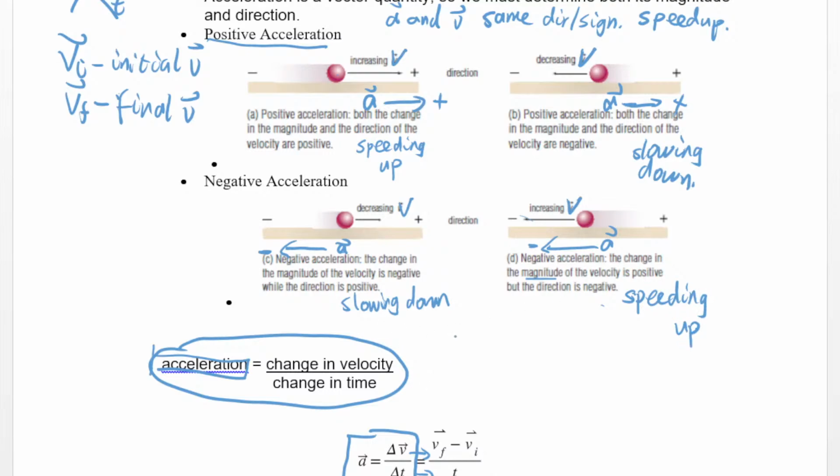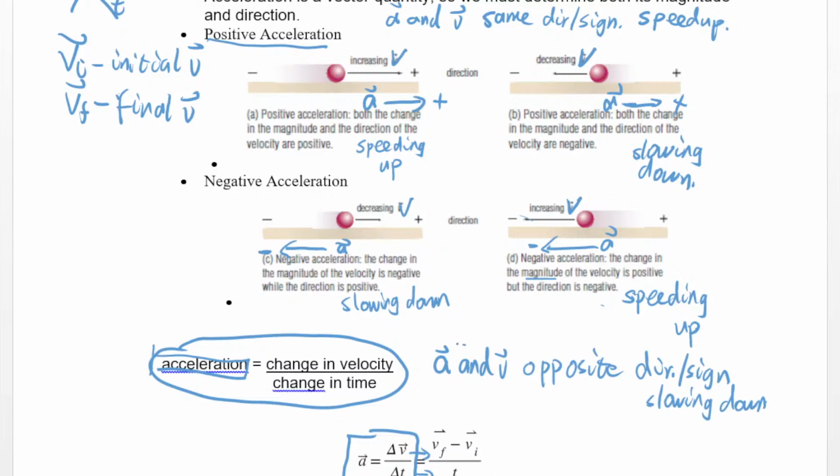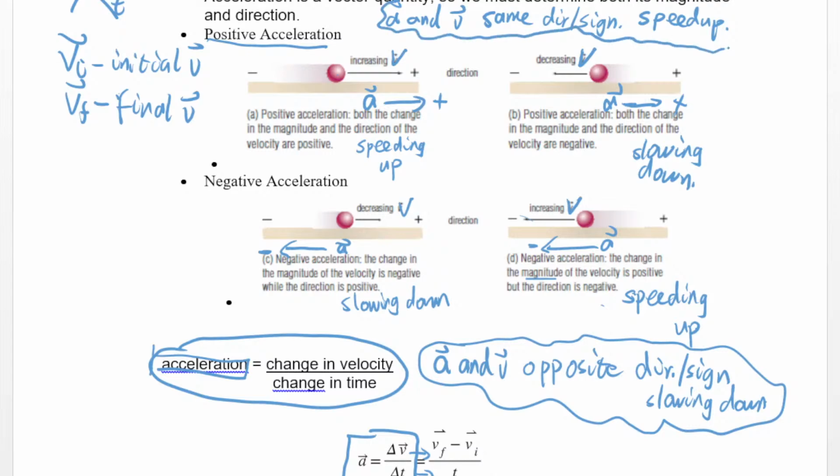Therefore, we can say that when acceleration and velocity are in opposite directions, or opposite signs, you are slowing down. So be careful. Positive acceleration does not mean speeding up. Negative acceleration does not mean slowing down. You have to look at the question. I don't want to make it more complicated. There's another phrase we use, but I'll talk about that maybe in the next video when we talk about graphs.